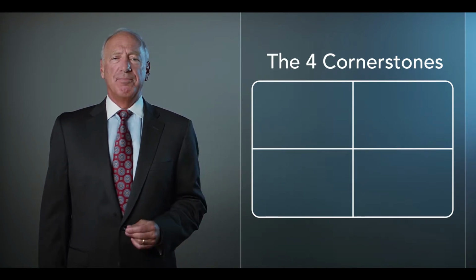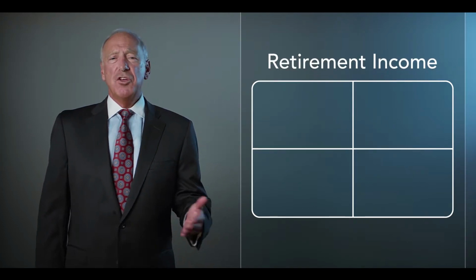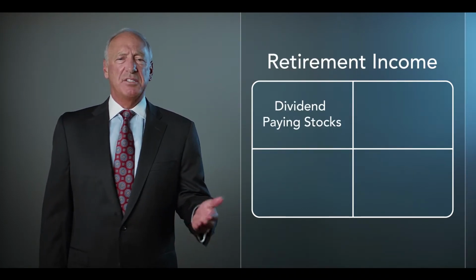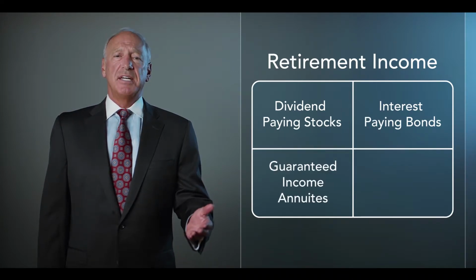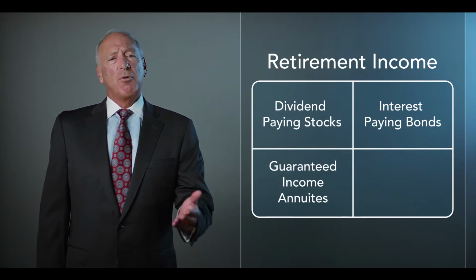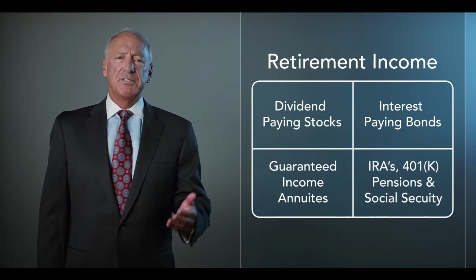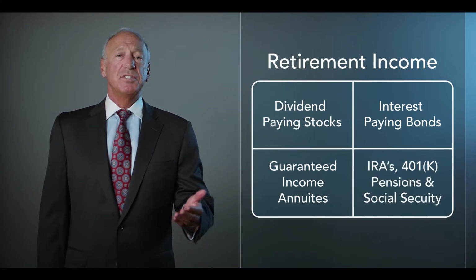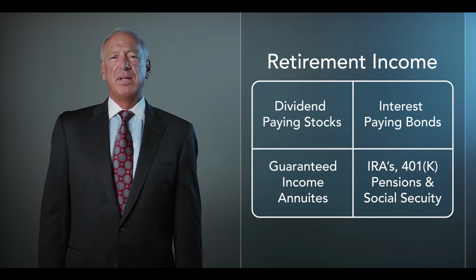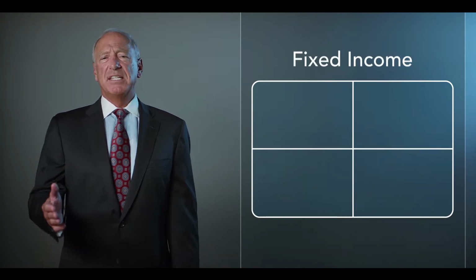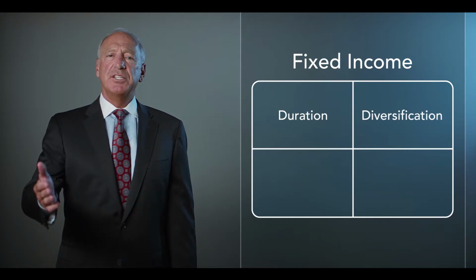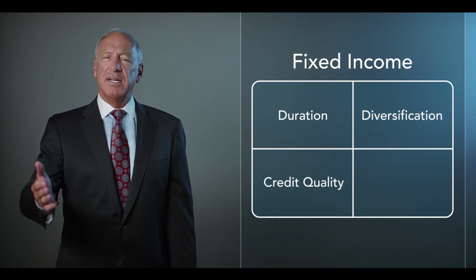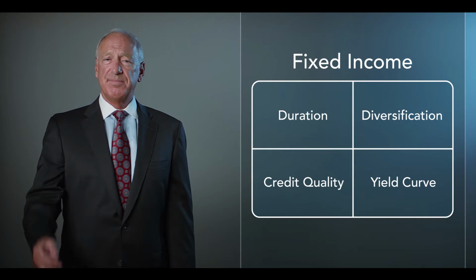For example, with retirement income, you could select dividend-paying stocks, interest-paying bonds, guaranteed income through annuities, and the fourth cornerstone could be IRAs, 401ks, pensions, and Social Security. With respect to fixed income, the four cornerstones could be duration, diversification, credit quality, and the yield curve.